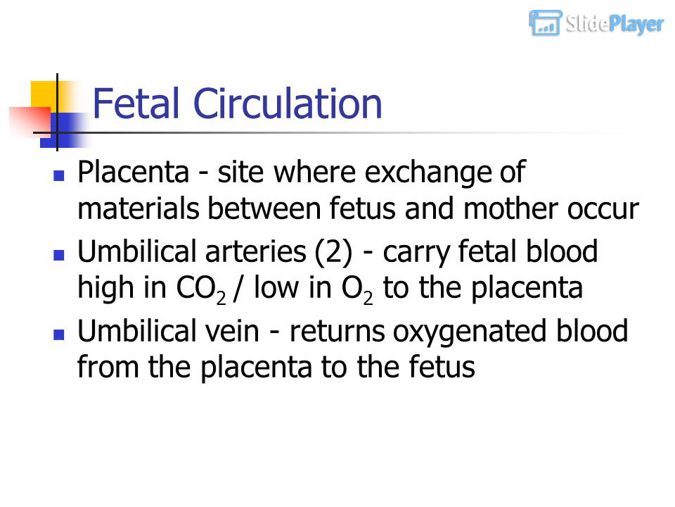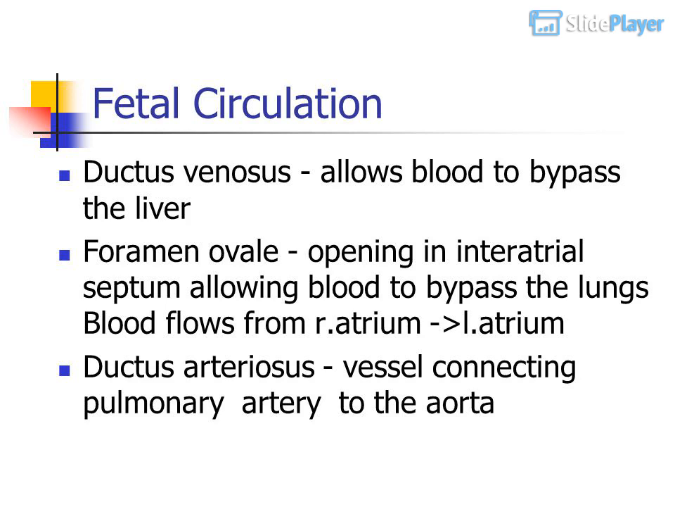Fetal circulation. Placenta, site where exchange of materials between fetus and mother occurs. Umbilical arteries, 2, carry fetal blood high in CO2, low in O2 to the placenta. Umbilical vein returns oxygenated blood from the placenta to the fetus. Ductus venosus allows blood to bypass the liver.